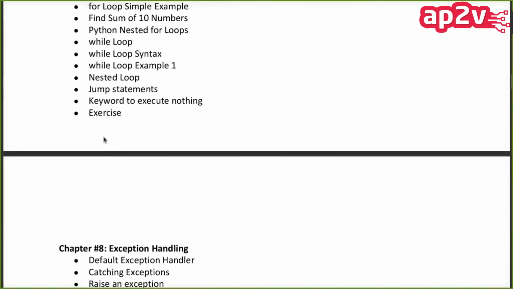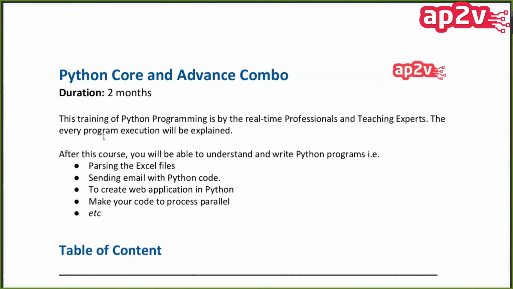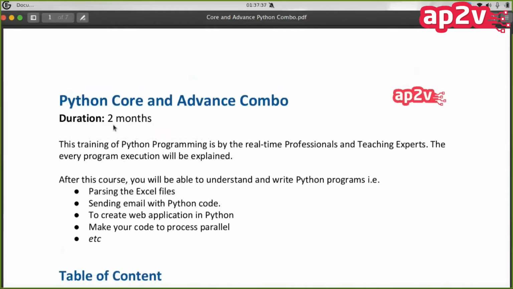If you cover all the course content, you will be able to write automation scripts, and after that you can also go for machine learning and artificial intelligence. So this is all about Python and you have to cover this. Goodbye.